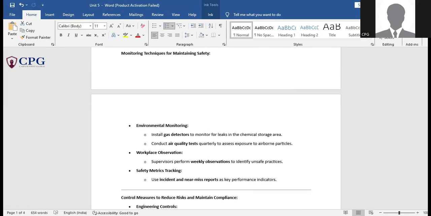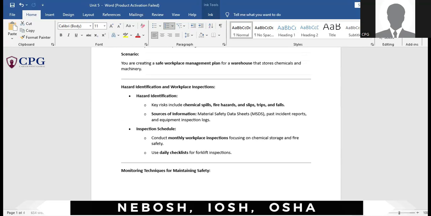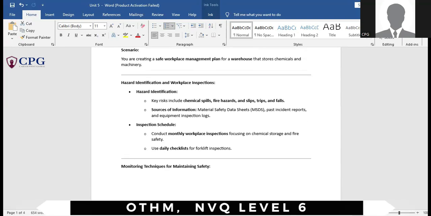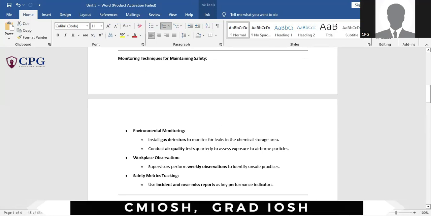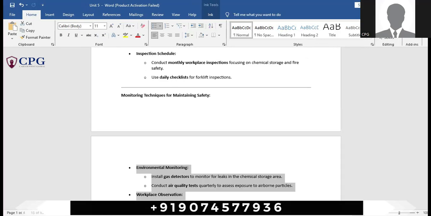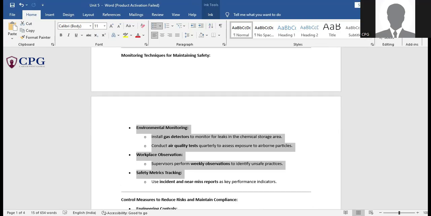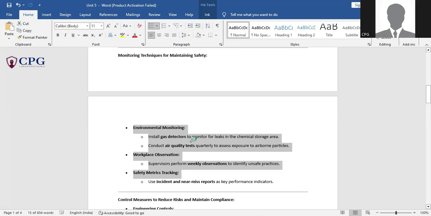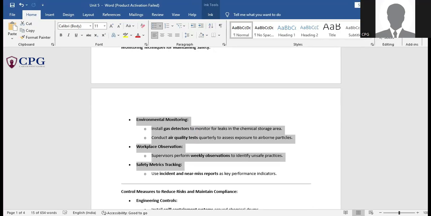Once you identify the hazards, the second thing you have to do is monitoring techniques, to maintain a safe working environment at the workplace. So environmental monitoring is there, then workplace observations or safety metrics tracking. These are just examples. You have your own monitoring techniques utilized at your workplace. What kind of monitoring techniques are you using to identify those hazards? For example, you'll be using gas detectors, or weekly observation sheets, or some near miss reports, etc.